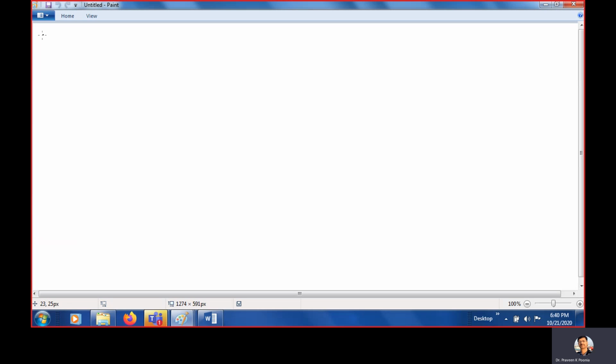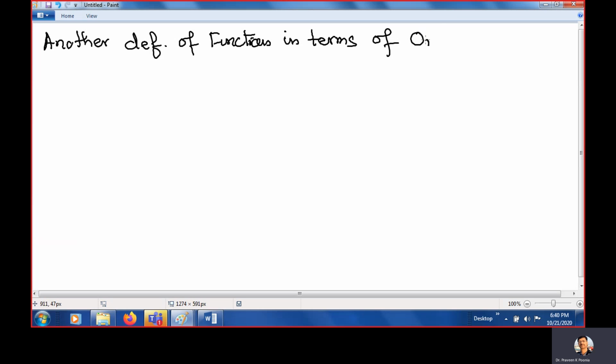Now we will study another definition of function, in terms of ordered pairs.